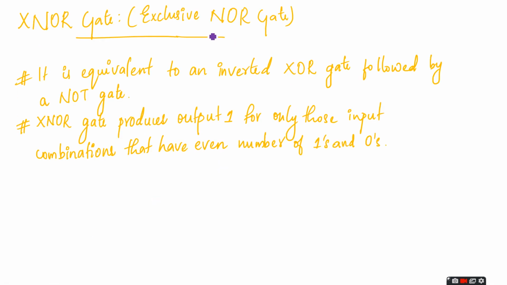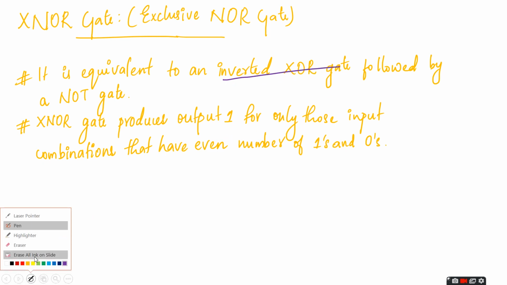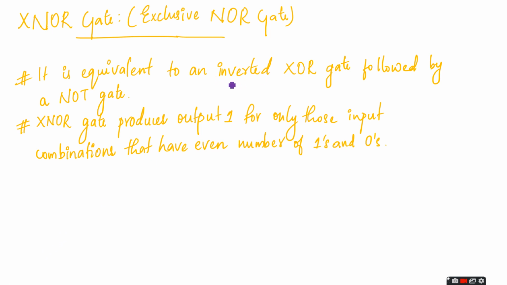Now next is the exclusive NOR gate. It is equivalent to an inverted exclusive OR gate. The exclusive NOR gate produces output 1 for only those input combinations that have an even number of ones and zeros. If it has an even number of ones and zeros, then the output will be 1.